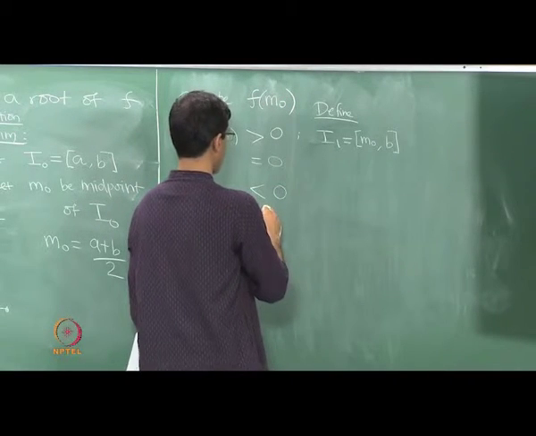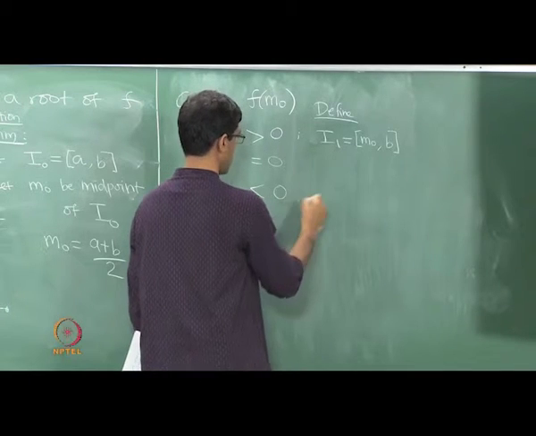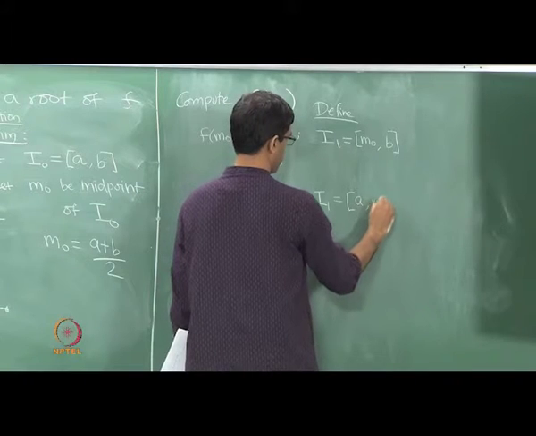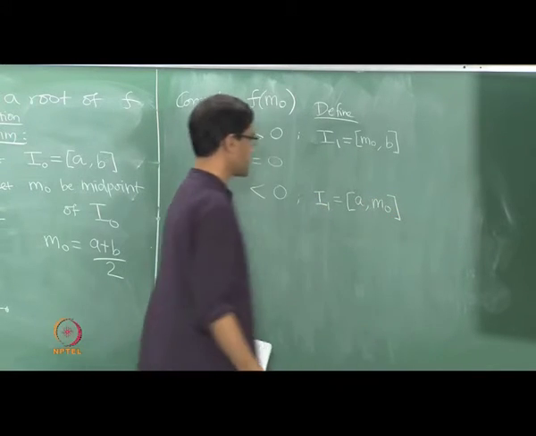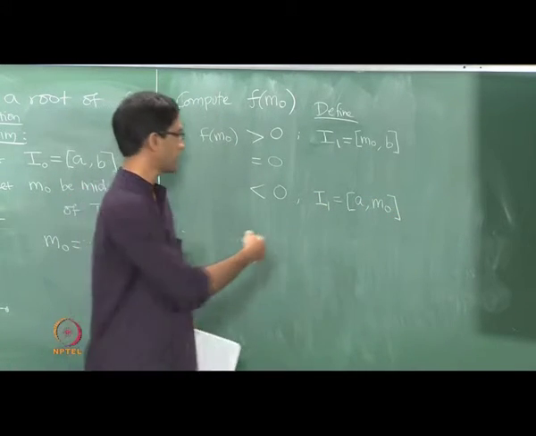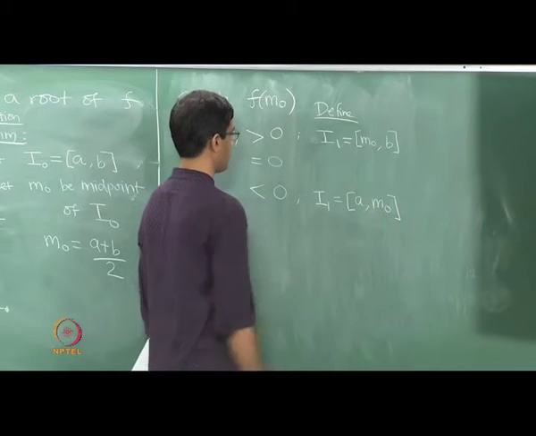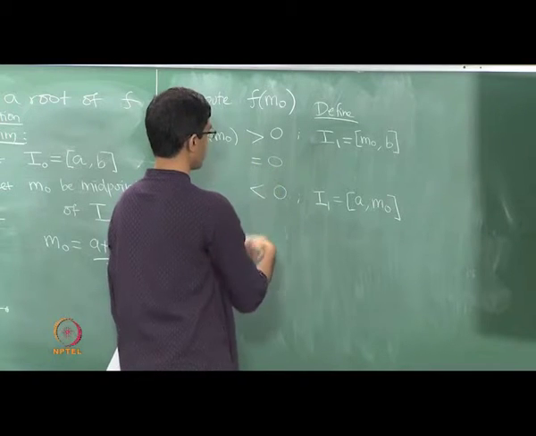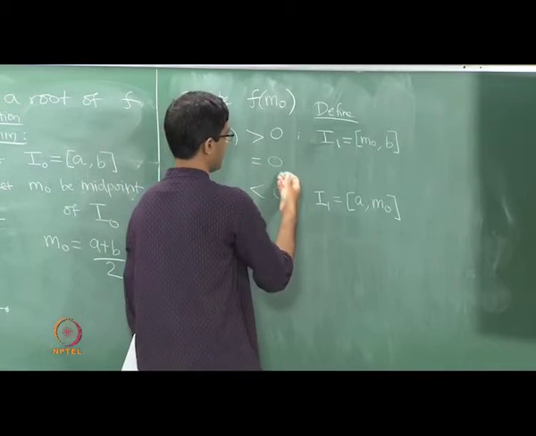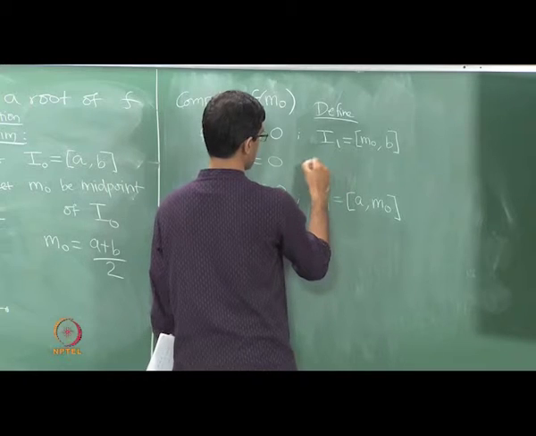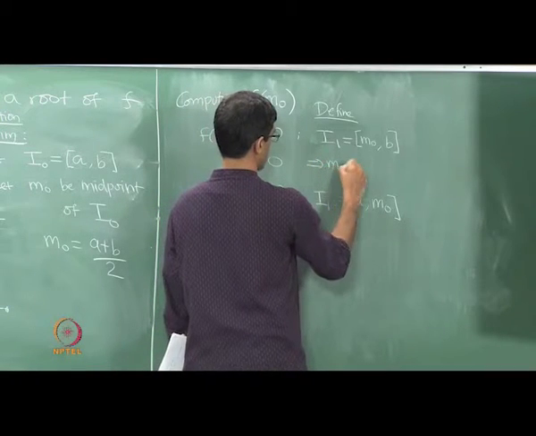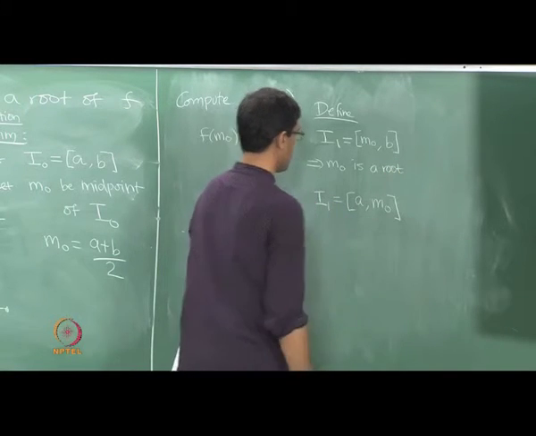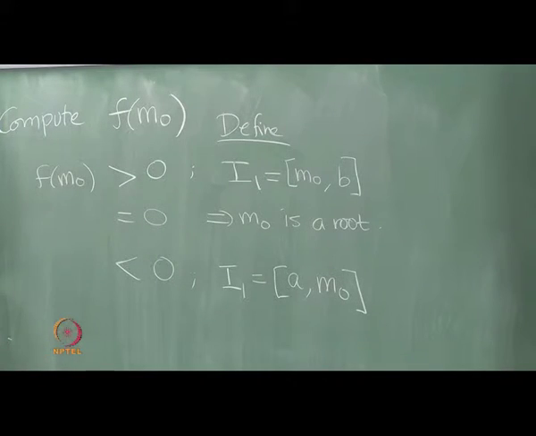Similarly, if the value of f at m0 is negative, then you take the other half of the interval, the interval between a and m0, where again you have the same feature: the value at the left end point is positive, the value at the right end point is negative. And of course if the value of f at m0 is 0, you are already done, you have already found a root. Here in fact you would have found it exactly. So this of course means that m0 is a root, and you can just stop the algorithm right there.